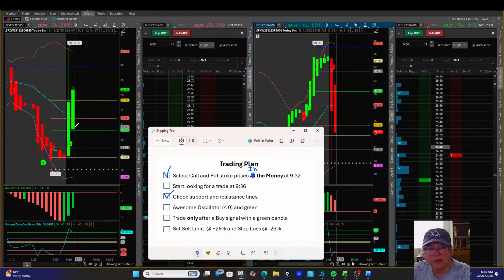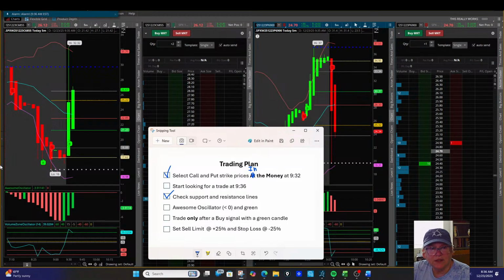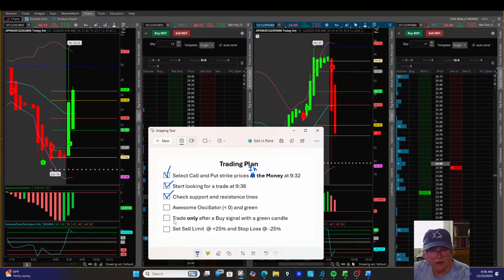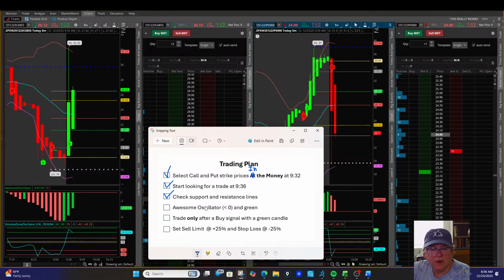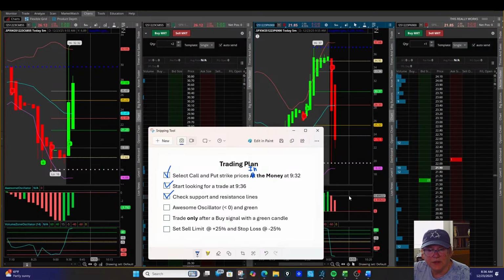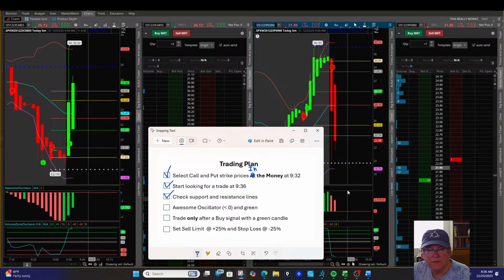Now, 2 things I'm looking for when I'm purchasing a trade. And when this comes to 9:36, I'll tell you. There it goes. That's my alarm for that. So I'm starting to look for a trade. And the 2 things I look for are a buy signal with a green candle right here. Also want the awesome oscillator to be less than 0. And right now over here in the calls, it's less than 0. The puts, it's greater than 0, so I'm not going to do anything with the puts right now.